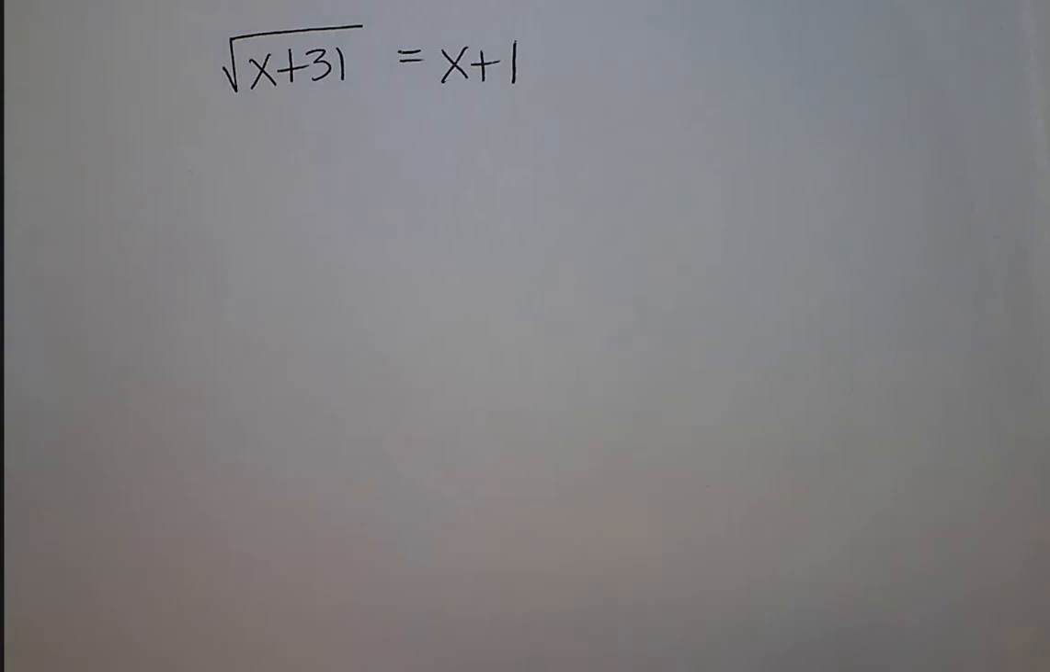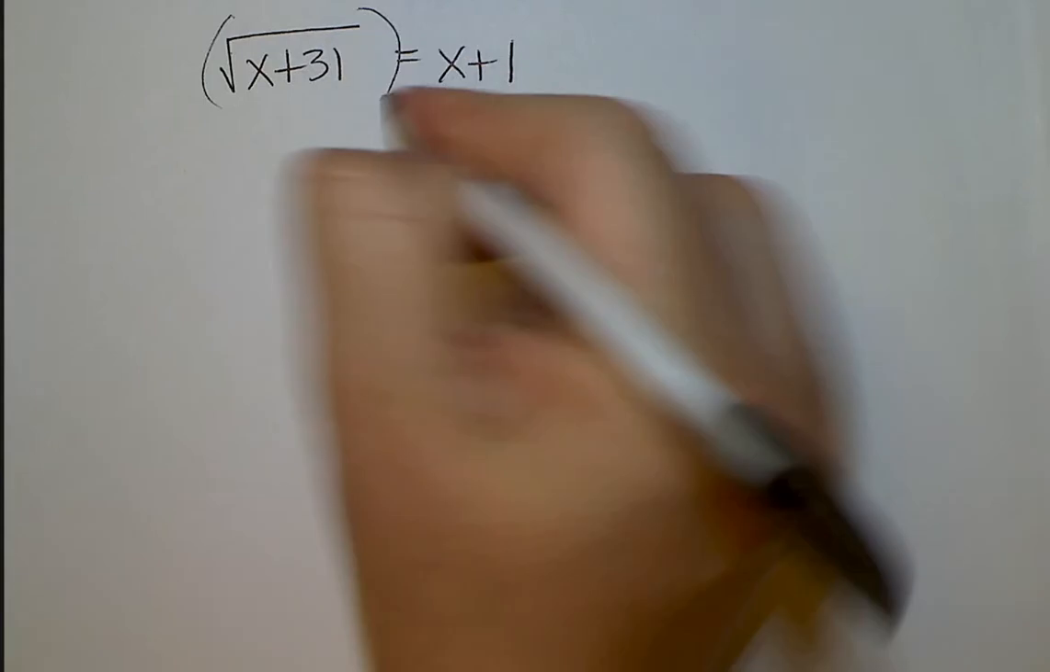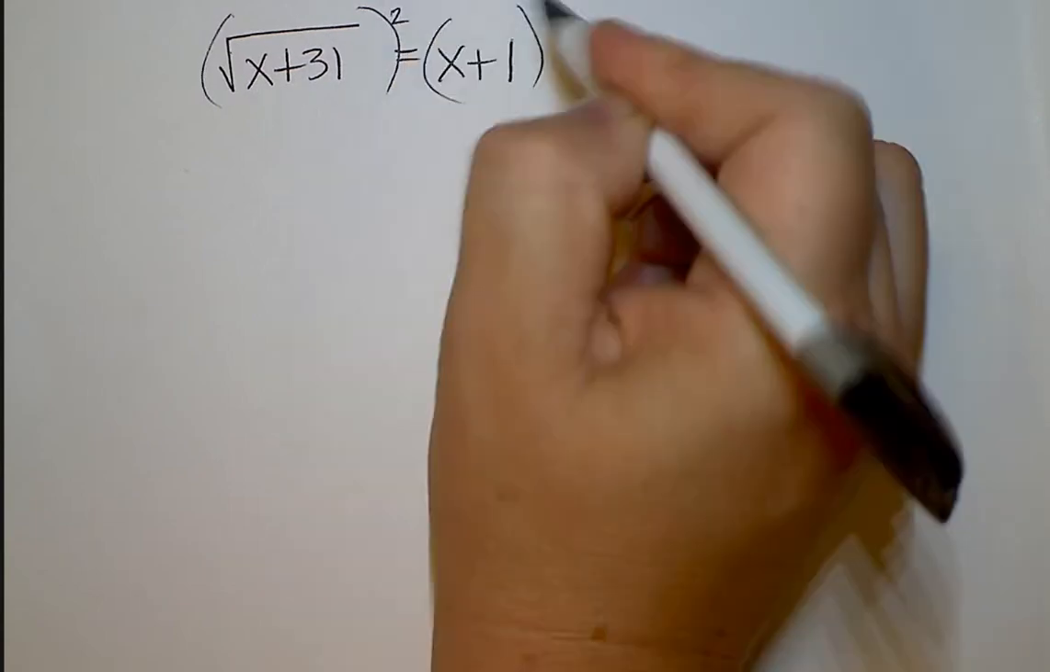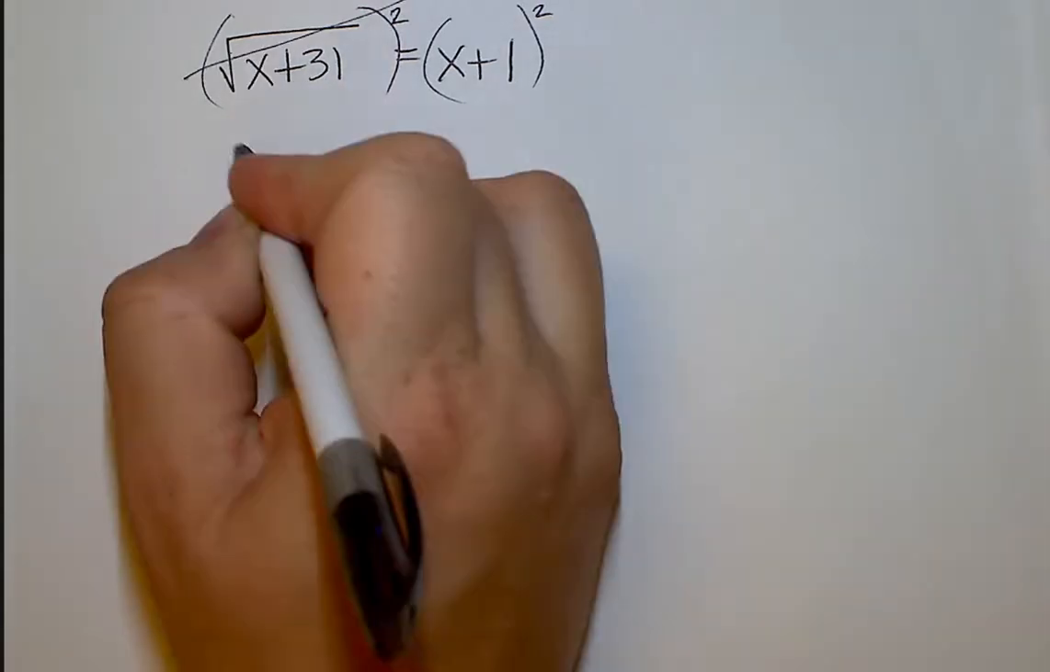Solve this equation. First, I'm going to work at getting rid of this radical. So to both sides, I'm going to square both sides, and in doing so, the square root and the square cancel, and I bring down x plus 31.